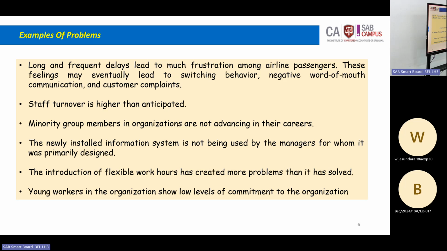Right? So we expected to have a 10 staff turnover, but the actual is how much? It may be 50. So there is a difference between the actual and the anticipated one. So therefore, it leads to a problem. Why? What is the reason behind that? Then minority group members and newly installed information systems, those are some examples for the problems. I hope it's clear to you. You also write down some examples for the problems.